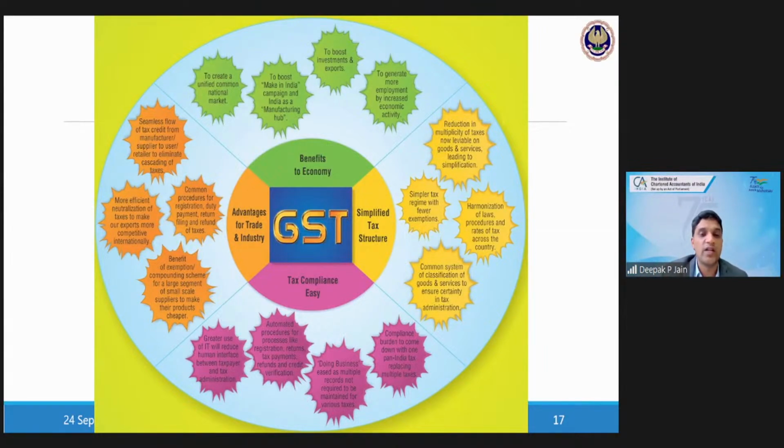GSP, GST Suvidha Providers. Under construction building, yes, an under construction building is a service. A constructed building is not a service, it's immobile property.